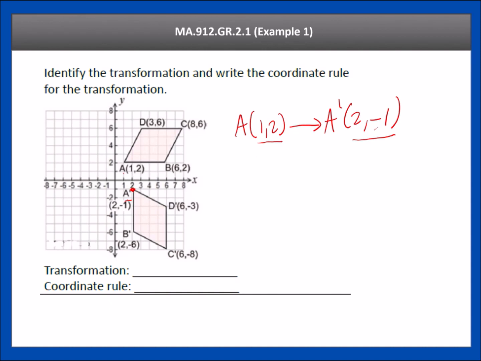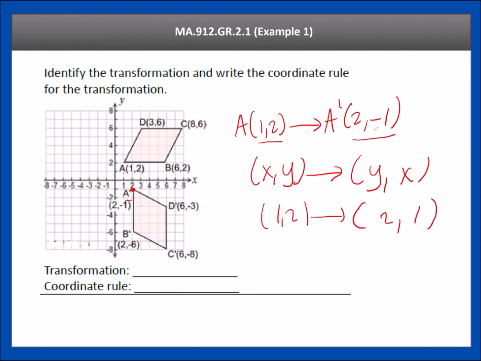So in other words, the coordinate rule here is x, y. You switch the coordinates. So if this were 1, 2, this will now turn into 2, 1. And then you put a negative here because we want this to be negative. So this is the coordinate rule right here. So the coordinate rule, x, y maps to y, -x. That seems to be what's happening here.